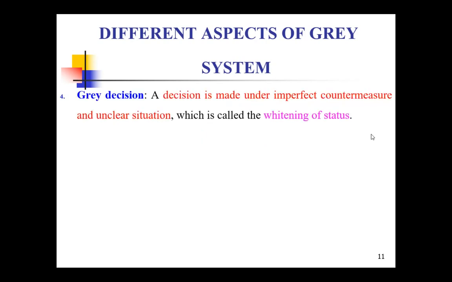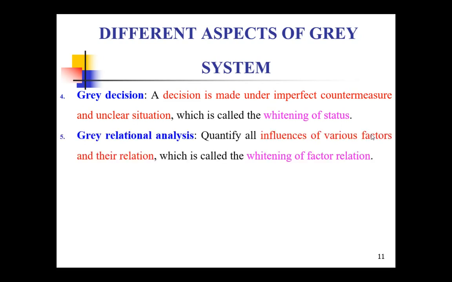Apart from this, we have gray decision. This is a decision taken based on incomplete information and an unclear situation. A decision we have to make with the available data. The decision that we make from incomplete information data is known as whitening of status. If it is possible to make a decision, then it is called a whitening of status based on that data.